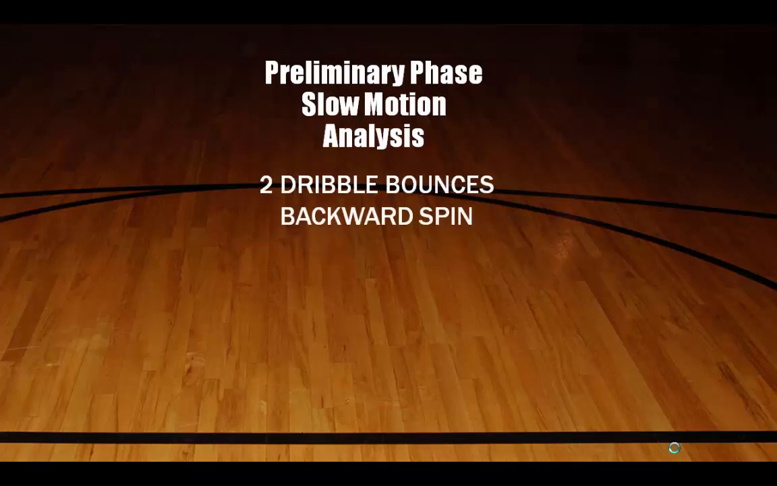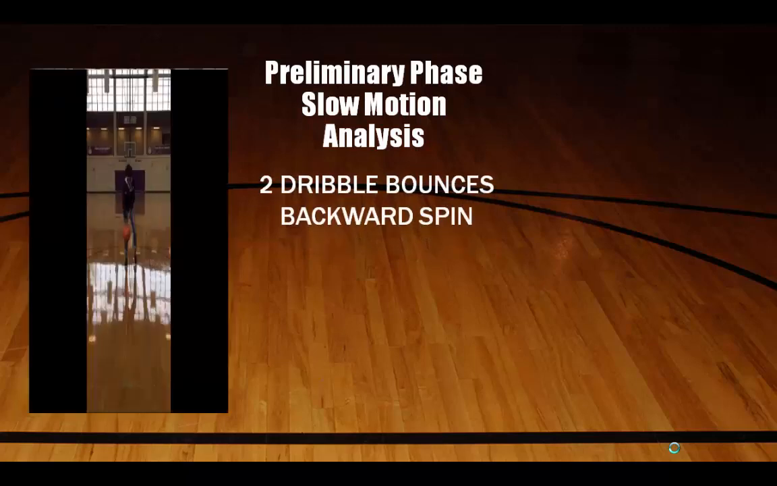Here we have a slow motion analysis of the preliminary phase. Here you see from the front the athlete completing both dribbles as well as the backspin.